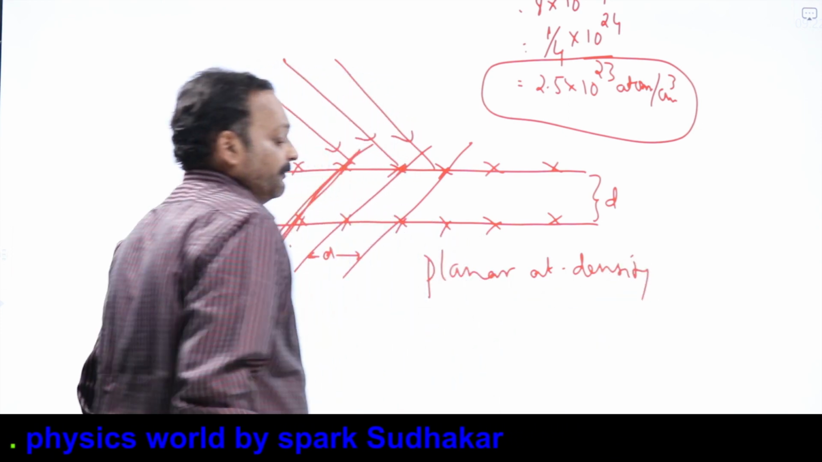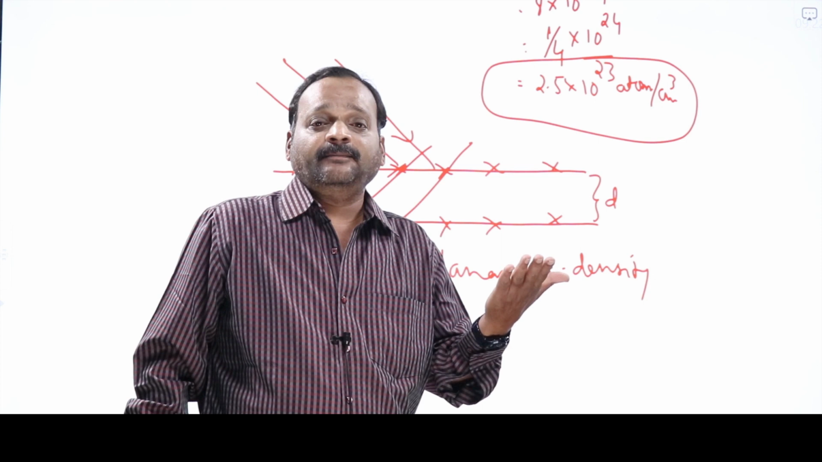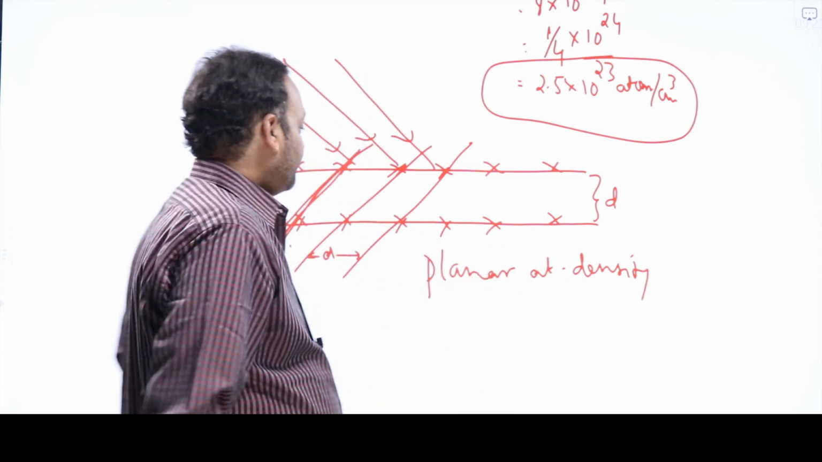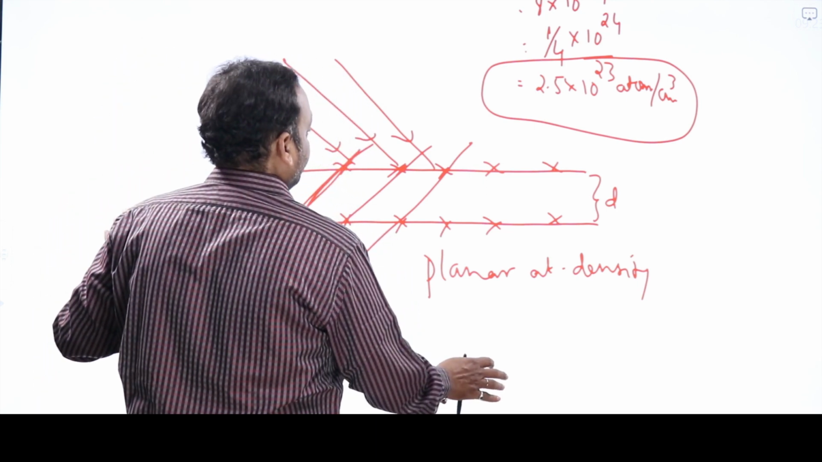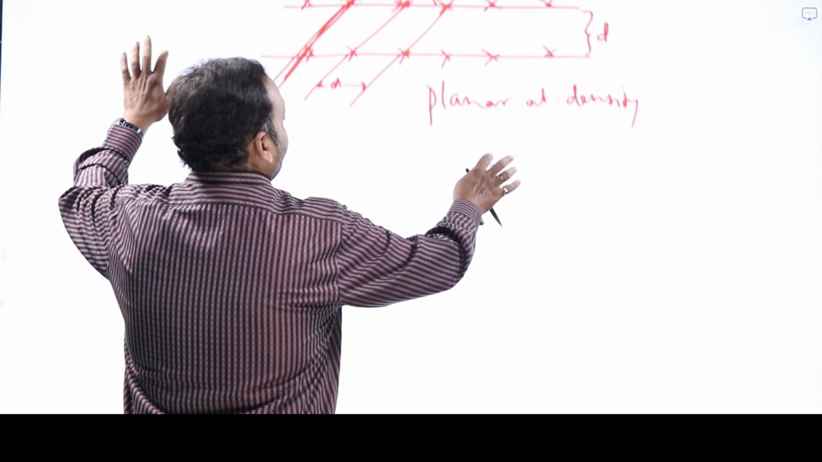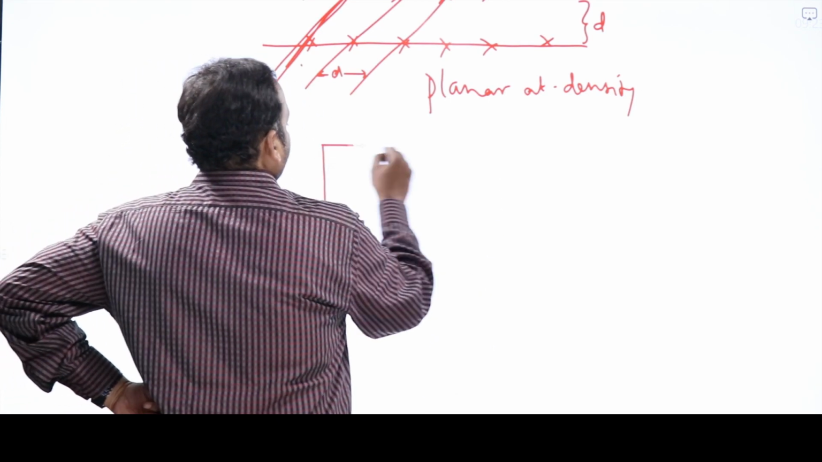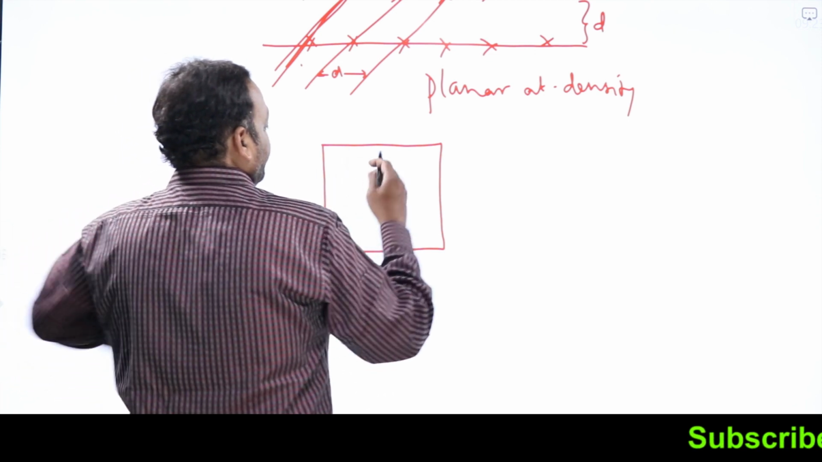Okay, so how effectively X-rays get scattered from different HKL planes can be understood if I know the planar atomic density. Now we will go somewhat deeper. It is like this. We have seen a simple cubic unit cell. I am drawing only the front face. Imagine that it's a 3-dimensional figure. I'm not drawing the entire figure.